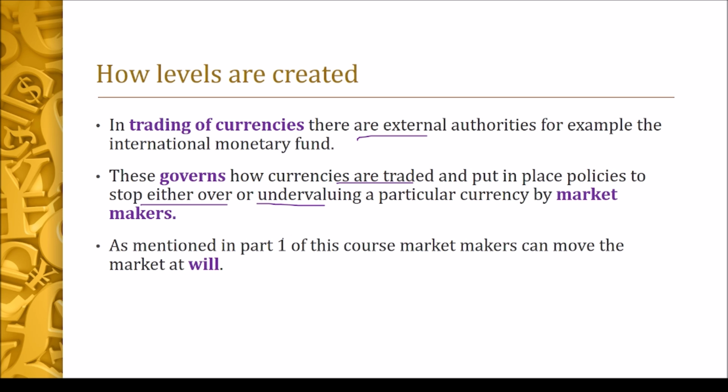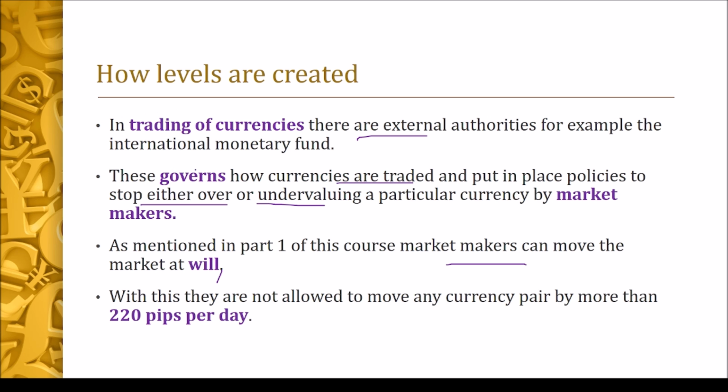So as mentioned in part 1 of this course, market makers can move the market at will, and to govern that, the International Monetary Fund, alongside other external authorities, has put in place a policy whereby these market makers cannot move a currency pair by more than 220 pips per day. So this is probably for pound pairs, but it differs from pair to pair. Some are lower than others.